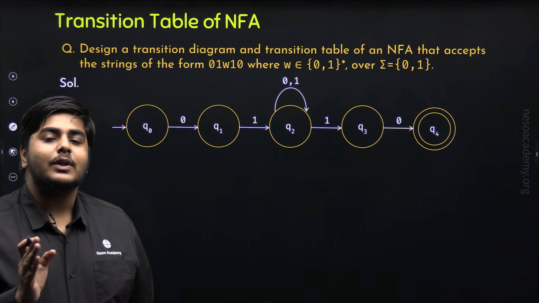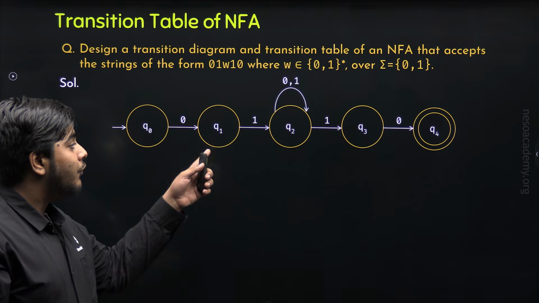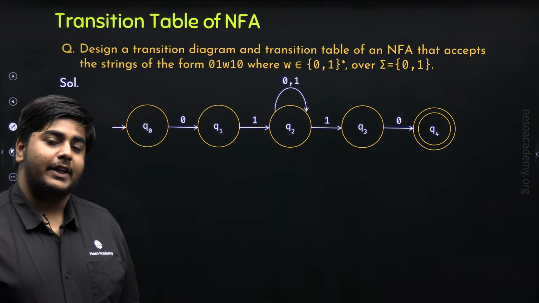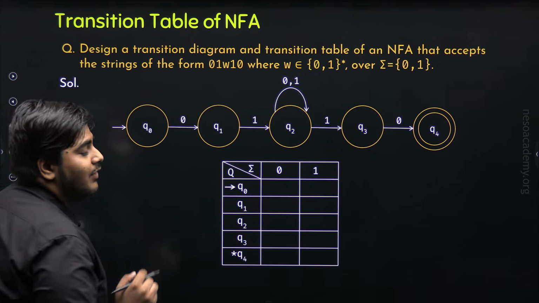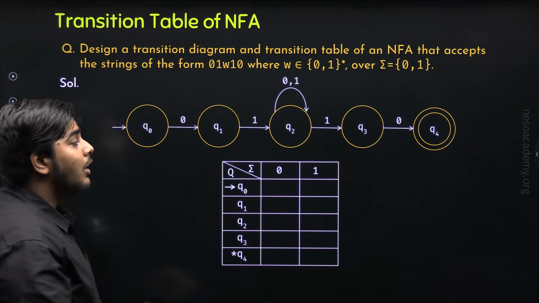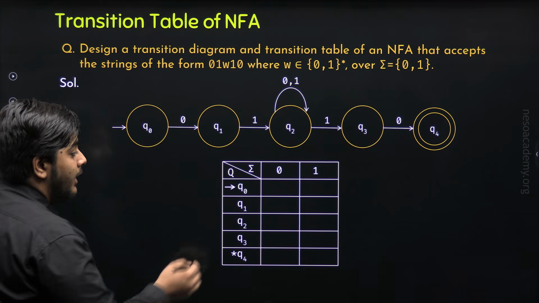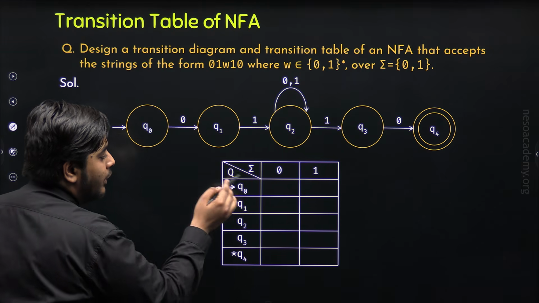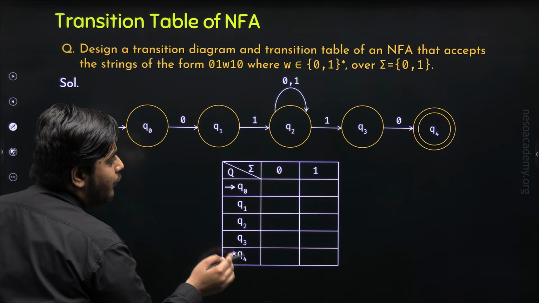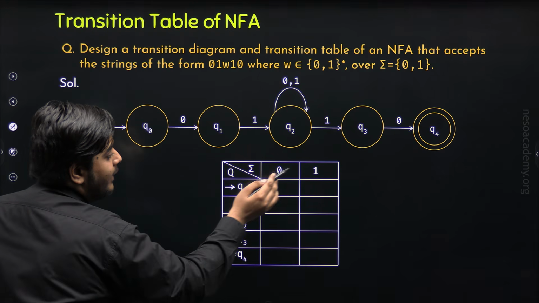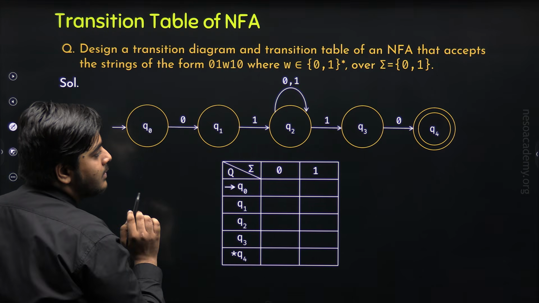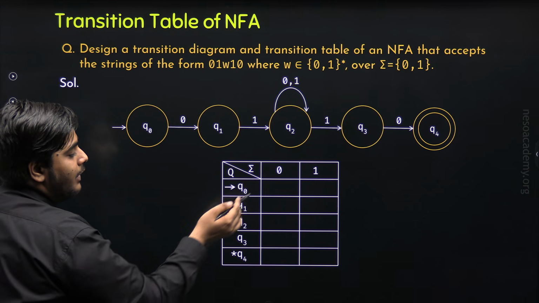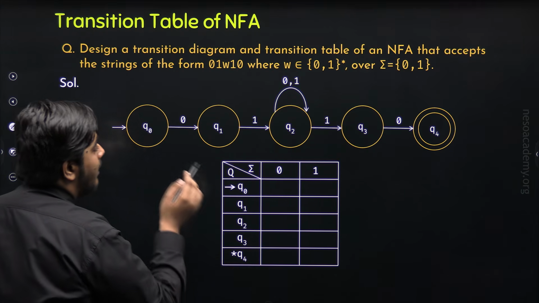Now let's see how to construct the transition table for this transition diagram of NFA. Here we have the basic structure of the transition table of this NFA. Here we have the states Q0, Q1, Q2, Q3 and Q4. Q0 is the initial state, Q4 is the final state. 0 and 1 are the input symbols used in this NFA. Now we will fill these cells.